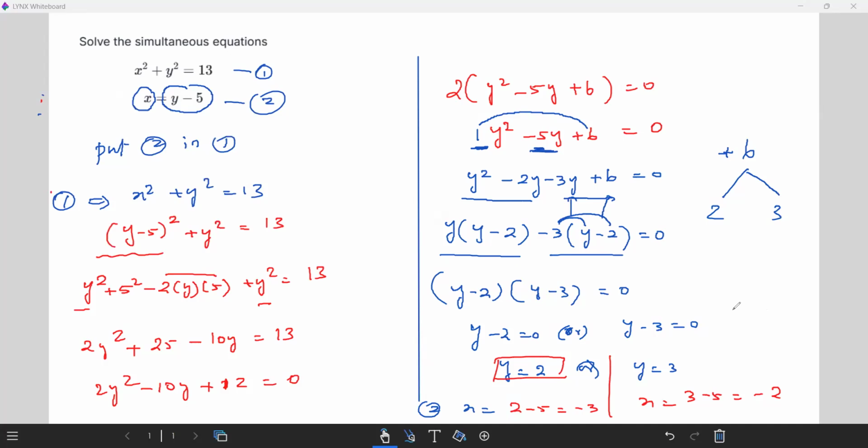So the final answer would be, there will be two solutions for this simultaneous equation. When x is equal to minus 3, y is equal to 2. When x is equal to minus 2, then y is equal to plus 3. That's it. End of the question.